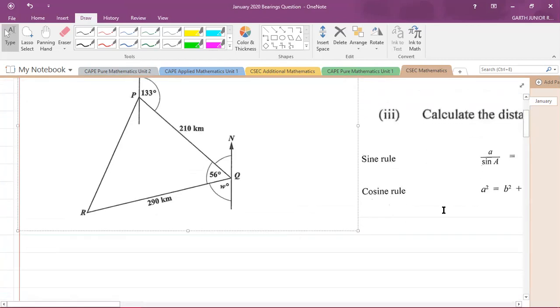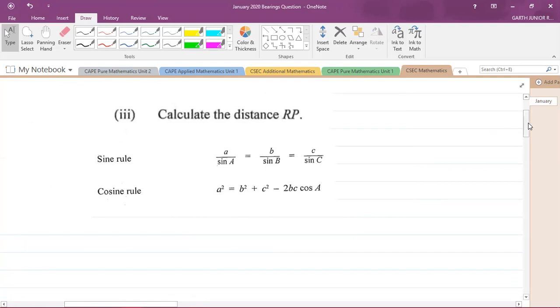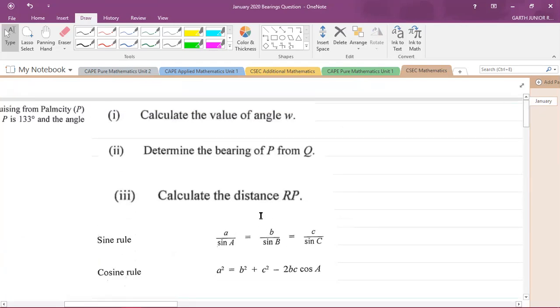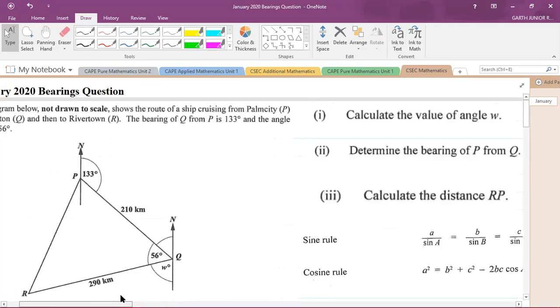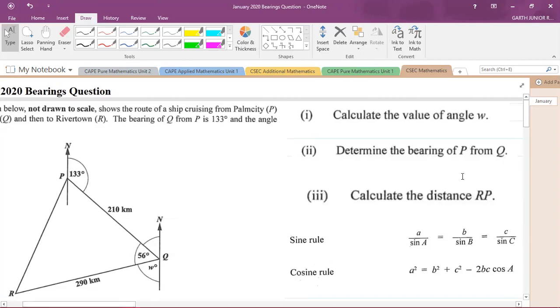So it told us that about the diagram, and we have our questions here to the right. We have to calculate the angle W, then determine the bearing of P from Q, and then calculate the distance RP.